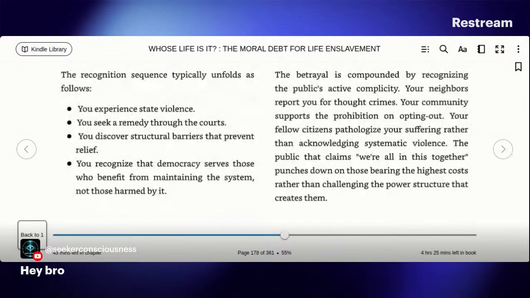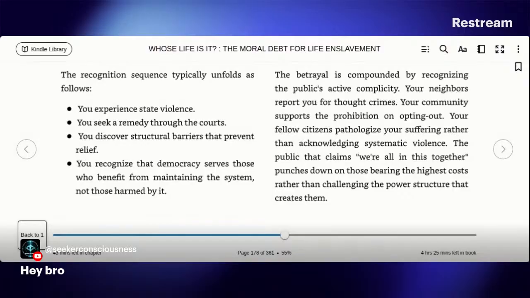The recognition sequence typically unfolds as follows. You experience state violence. You seek a remedy through the courts. You discover structural barriers that prevent relief. You recognize that democracy serves those who benefit from maintaining the system, not those harmed by it.